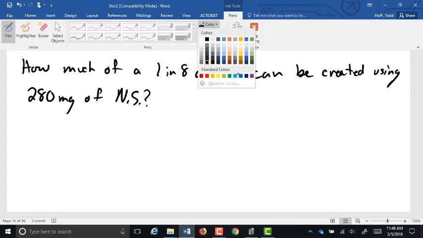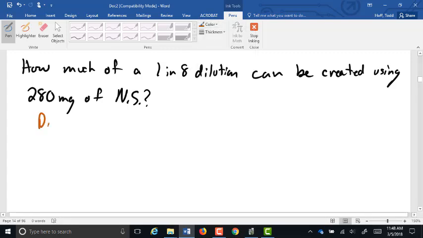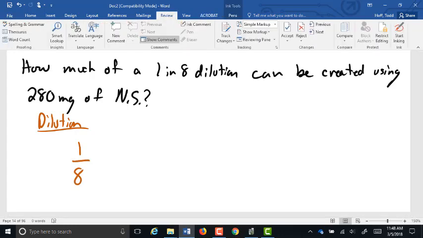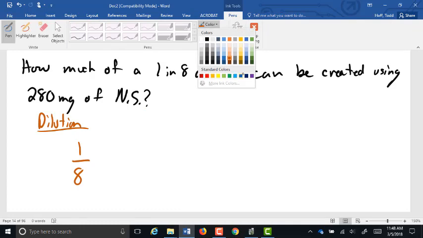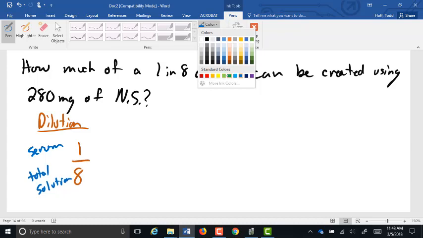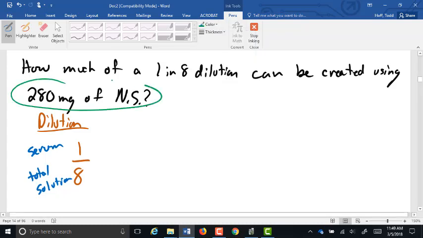So now in this case, we write down our dilution, which is 1 in 8. And I'm going to label it just because I always do. The 1 is the serum. The 8 is the total solution. Then we look at what we've been given here. We have 280 milligrams of NS. That doesn't match up with either one of those. So we have to redo our ratio to our ratio of saline to total.